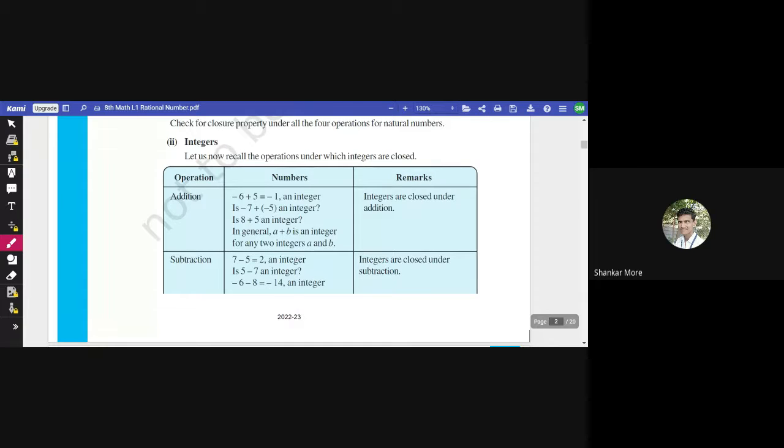Okay, so if you add 22 with minus 2, what is the result? Result is going to be 20. Yes, the result is going to be 20. Now tell me, is 20 an integer or not? It is an integer. 20 is an integer. So that's why we can write the remark here: integers are closed under addition.